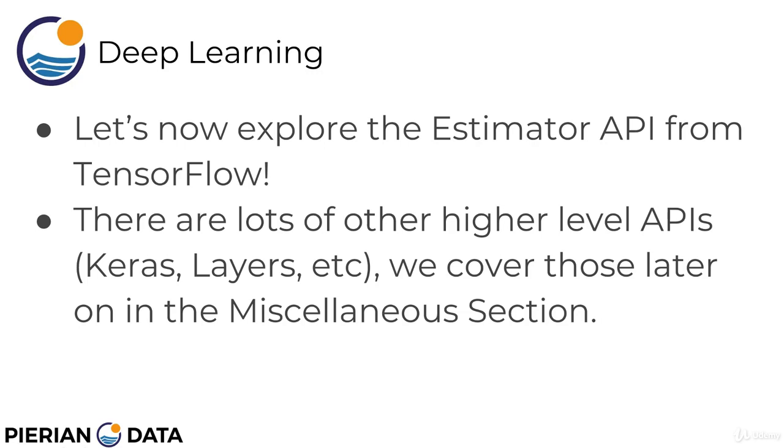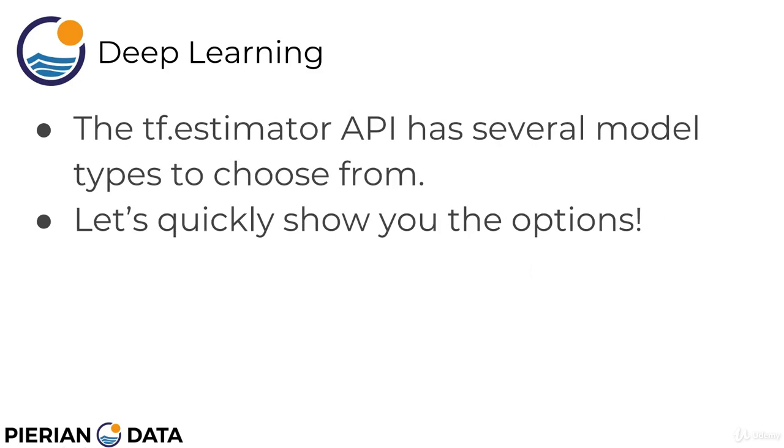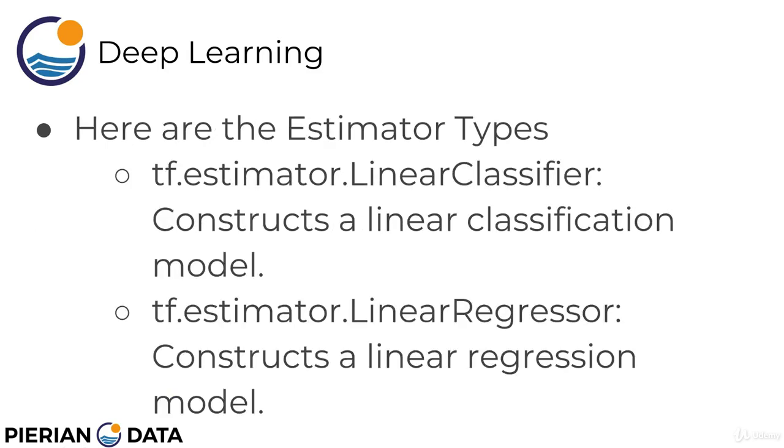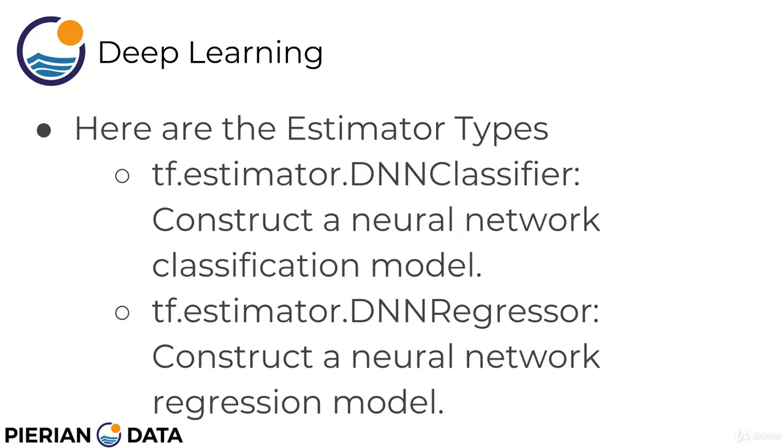But for right now, let's quickly describe how to use the Estimator API. So the TF Estimator API actually has several model types to choose from. I'm going to quickly show you the various options. So here are the estimator types. There's first just the classic linear classifier, and it just constructs a linear classification model. And there's also a linear regressor, which constructs a linear regression model, things that we've seen in the past. Then there's also the densely connected neural network classifier, which constructs a neural network classification model. And then there's also the DNN regressor, which is a densely connected neural network regressor model.